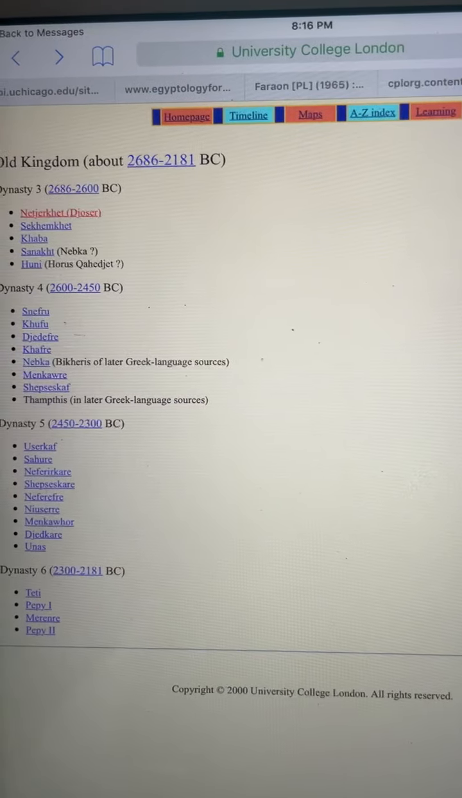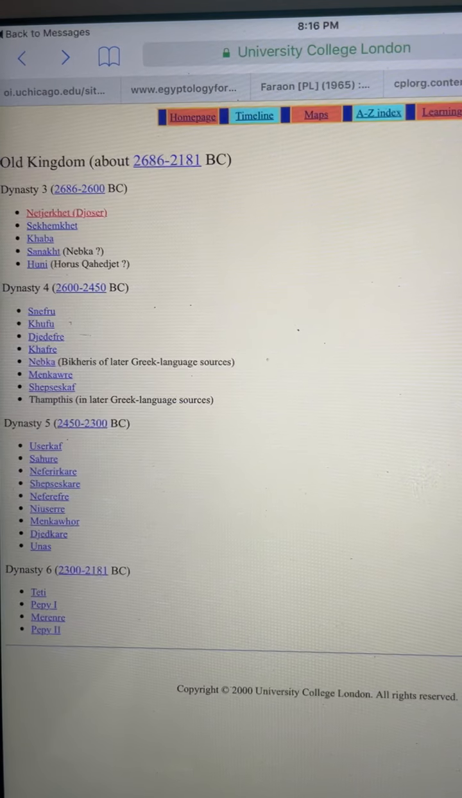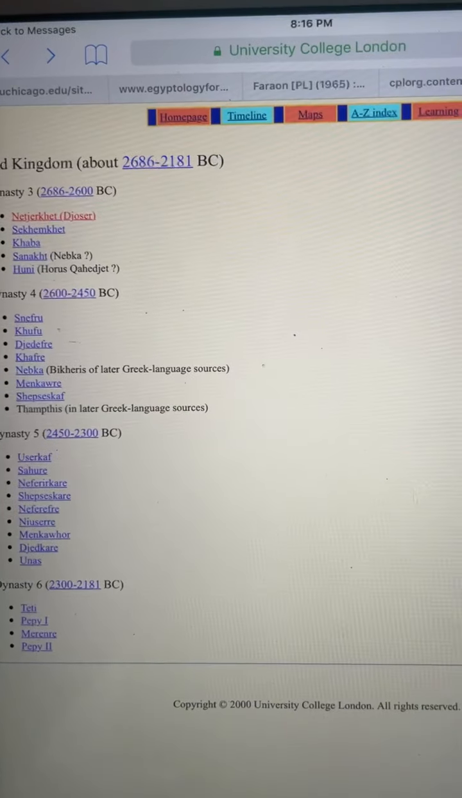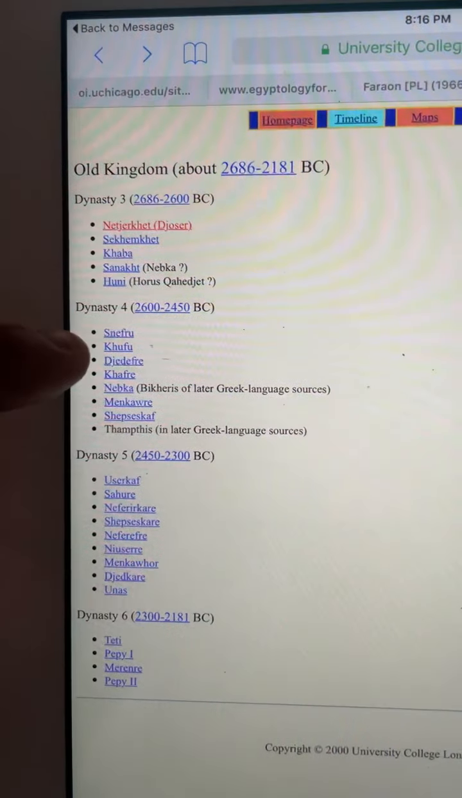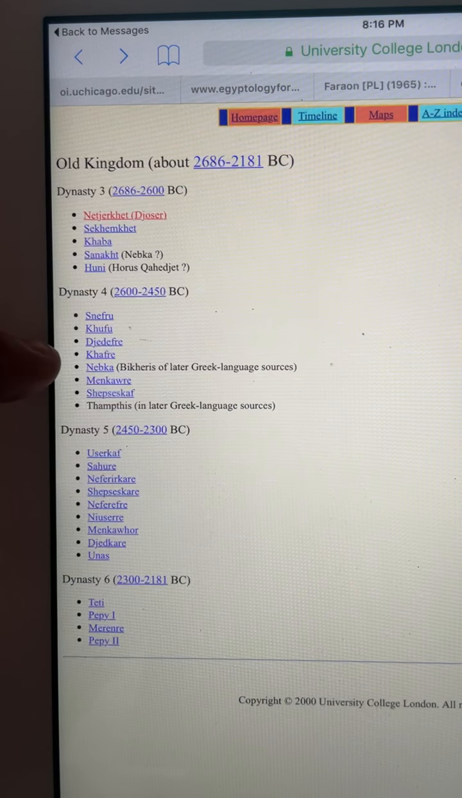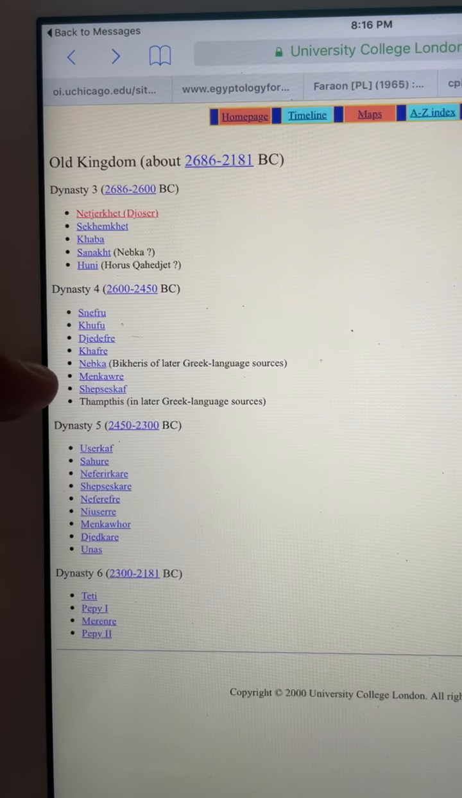And then by the fourth dynasty, you get into Snefru, Khufu, and Khafre and Menkaure. You know Snefru's Red Pyramid. Khufu is the greatest pyramid at Giza Plateau. That's the main pharaoh of the fourth dynasty. Khafre, his son, builds the second, and then Menkaure has the third.